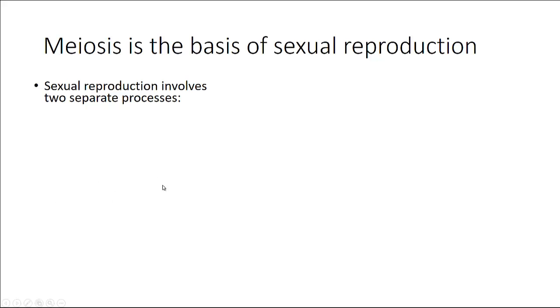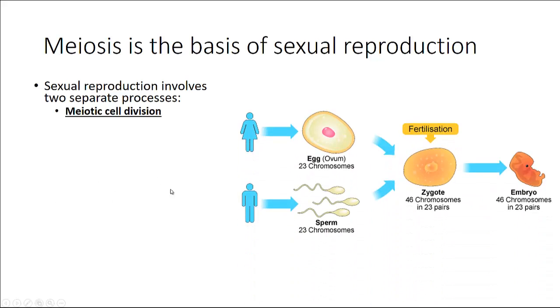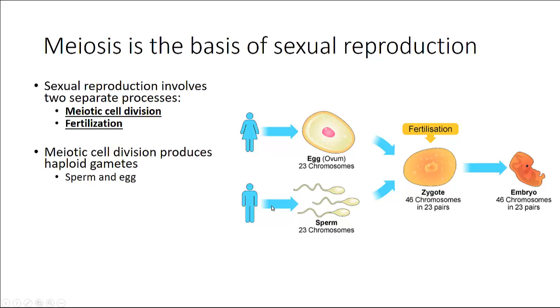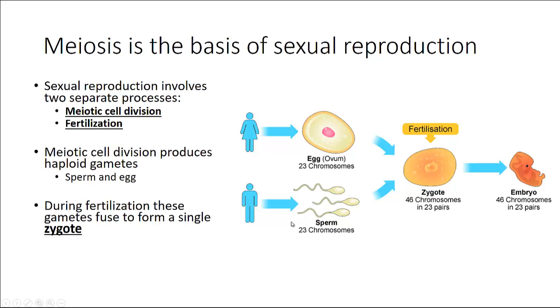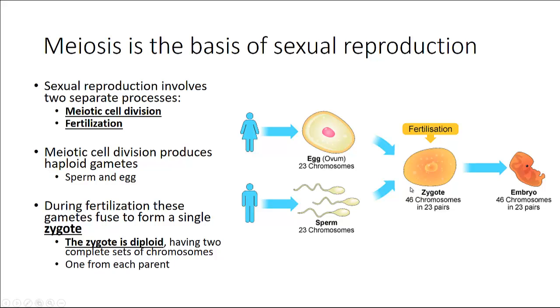And just to summarize, meiosis is the basis of sexual reproduction. Sexual reproduction itself actually involves 2 separate processes. Meiotic cell division is one part, but then fertilization is the other, in which the sperm and the egg are combined. So this is where meiotic cell division creates the sperm and the egg, and then fertilization will lead to the formation of the zygote itself. The zygote now is diploid, having 2 complete sets of chromosomes, 1 from each parent.